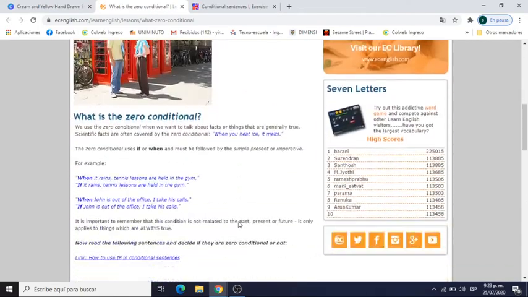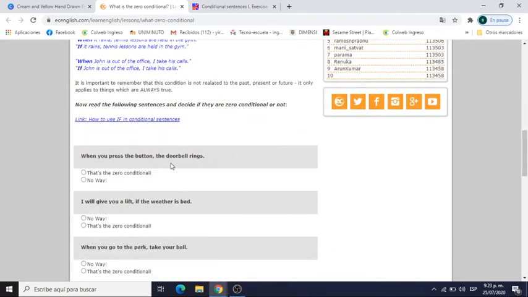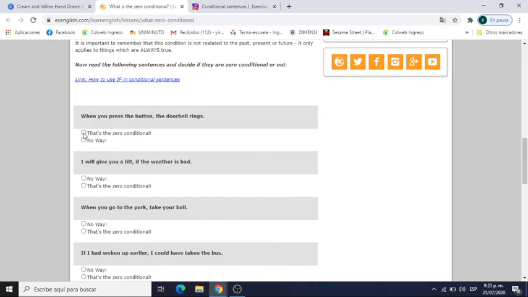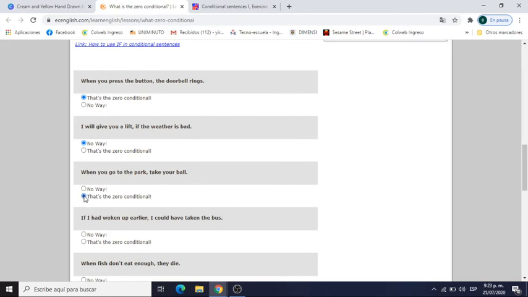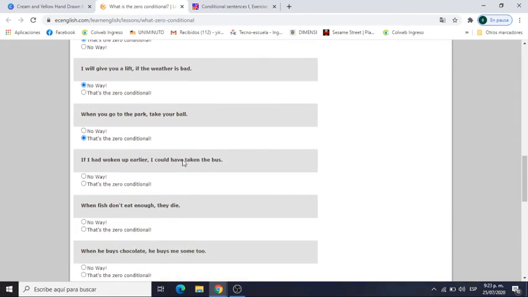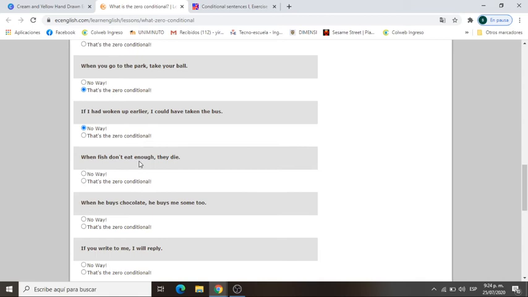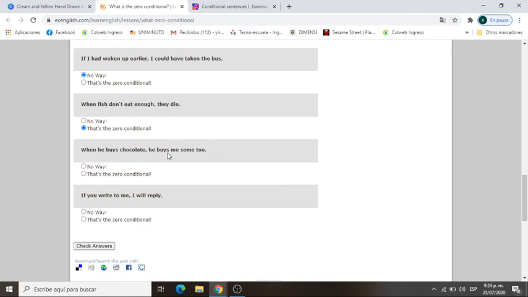Zero conditional. So, it says, when you press the button, the doorbell rings. Yes, that's zero conditional. I will give you a lift if the weather is bad. No way. If we have the wheel, it's not zero conditional. When you go to the park, take your ball. That's the zero conditional. If I had woken up early, I could have taken the bus. No way, that's not zero conditional. When fish don't eat enough, they die. Yes, that's zero conditional. When he buys chocolate, he buys me some too. Yes, that's zero conditional. If you write to me, I will reply. No, that's not zero conditional.